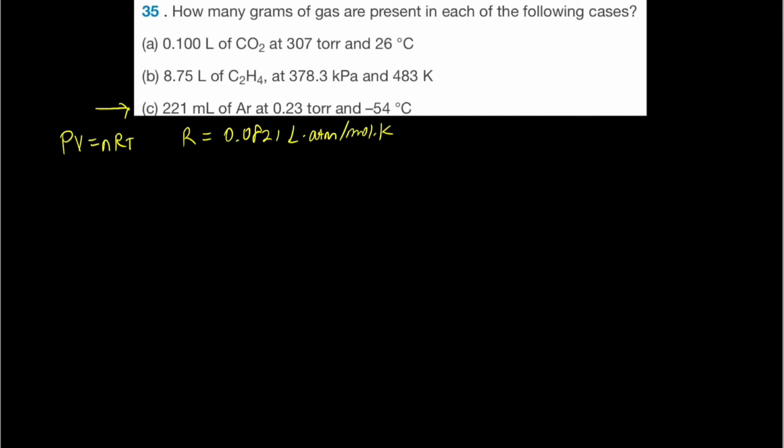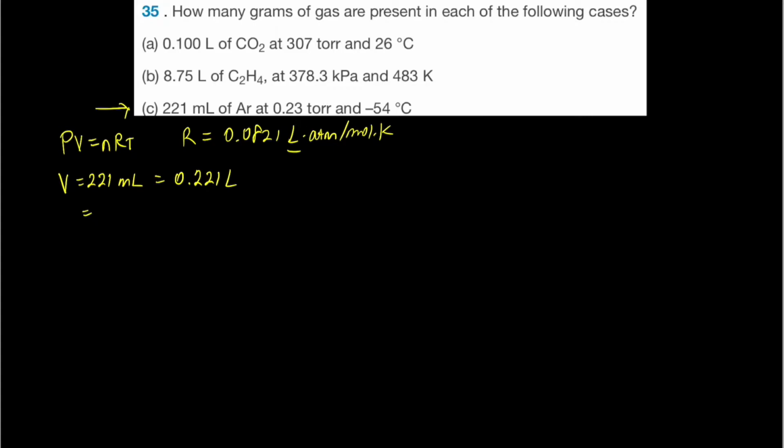Okay, so let's first just start going through some things before we solve for something. All right, so we have a volume of 221 milliliters, and we know that that must be in liters. So divide this number by 1,000. Just put it next to this. This is 0.221 liters.